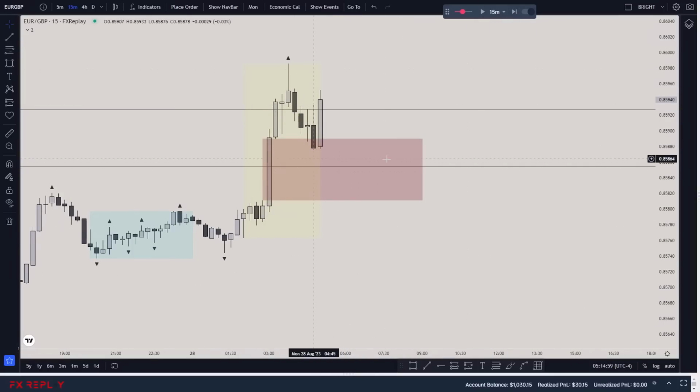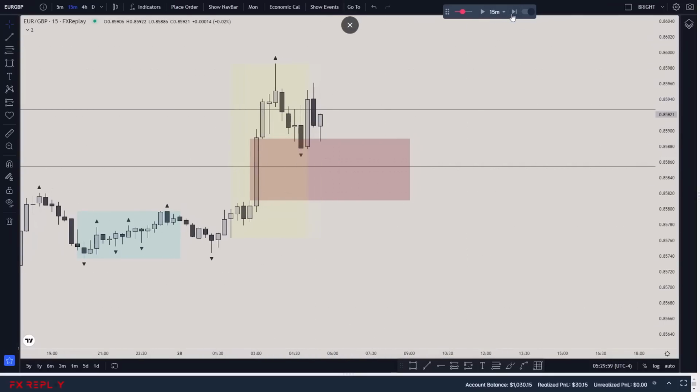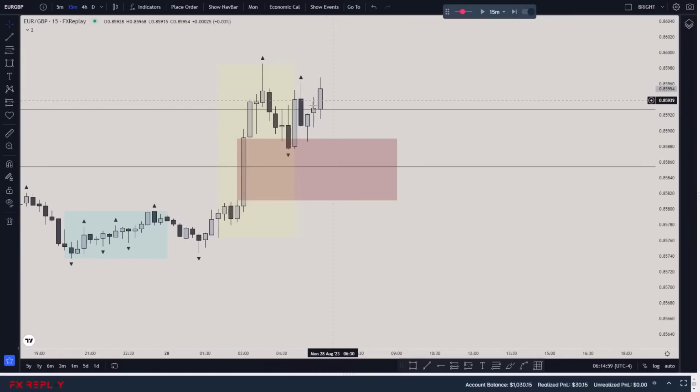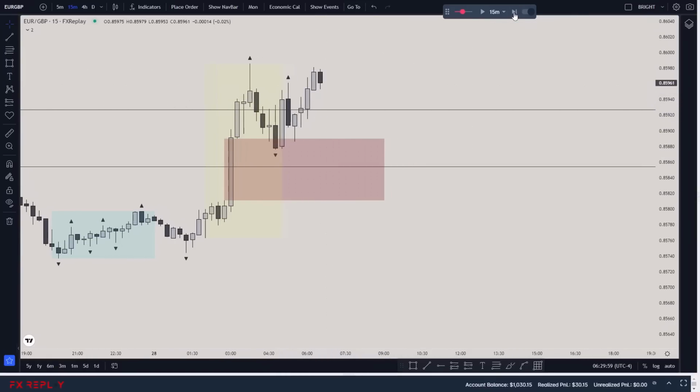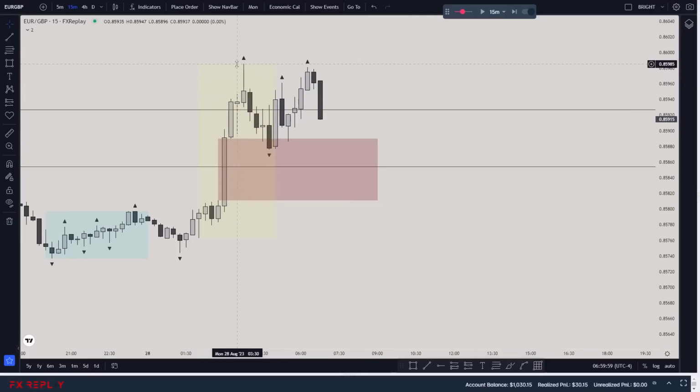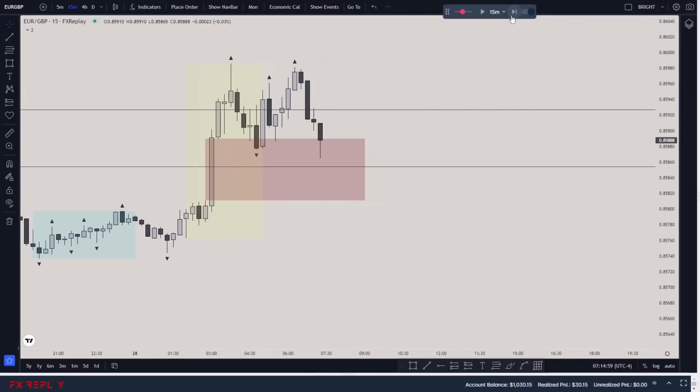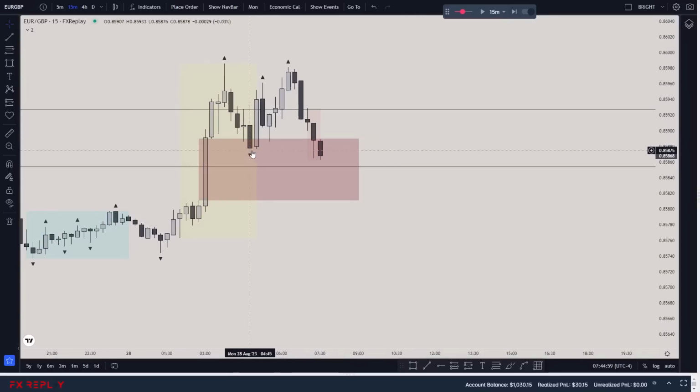Now let's keep moving and see what happened. Price actually reacts from this fair value gap and goes up. Now we're out of the kill zone, so we're going to wait for the New York kill zone to start. And price almost takes this liquidity level, but no, I think as of now, price goes lower.